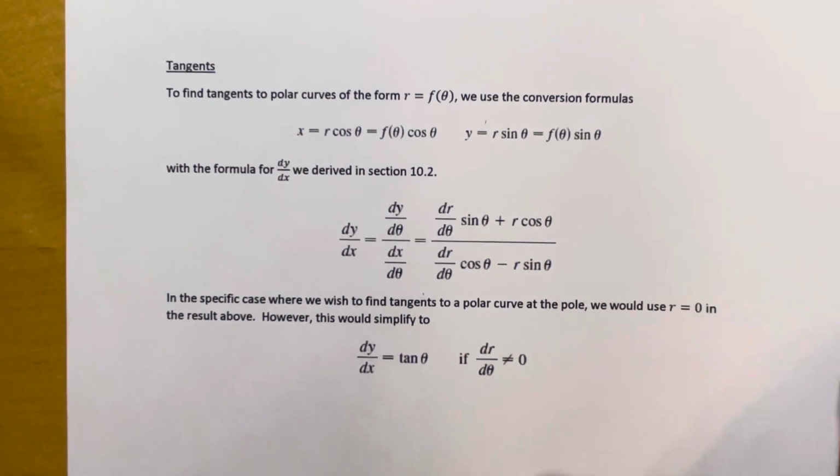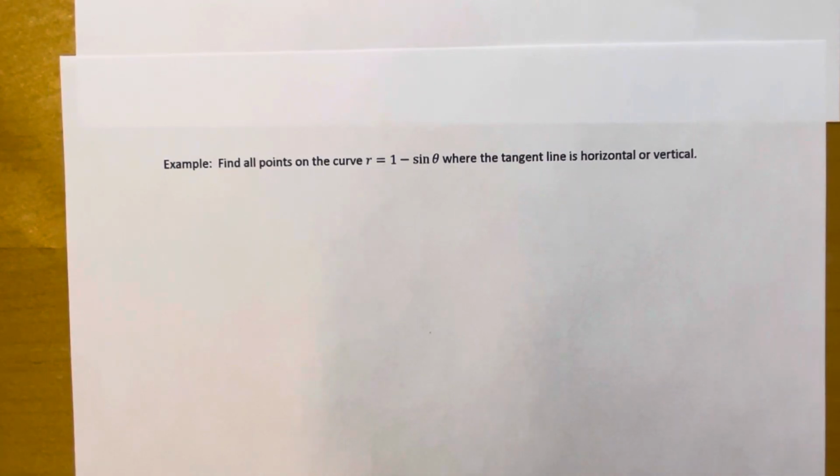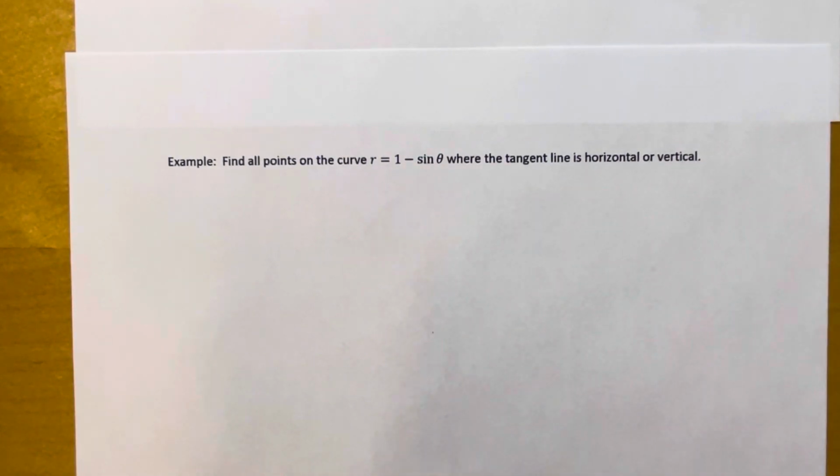So yeah, let's look at one example before we wrap things up. This is the type of problem you'll encounter in the homework. I want to find all points on the curve r equals 1 minus sine of theta where the tangent line is either horizontal or vertical.